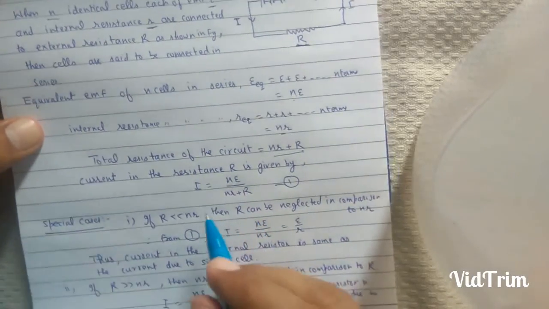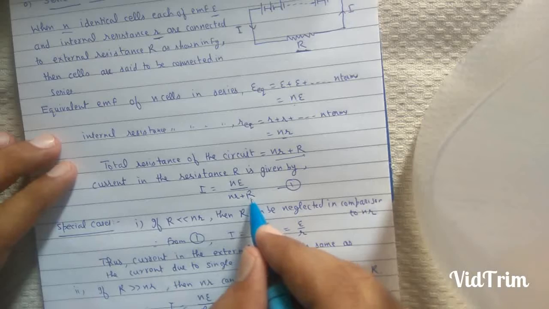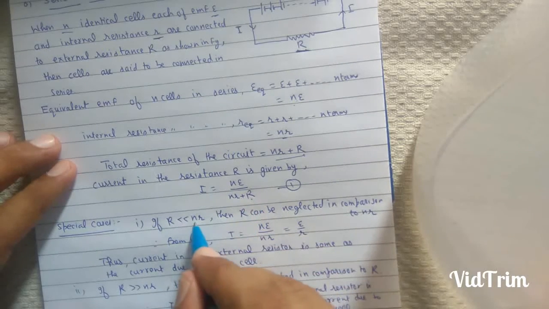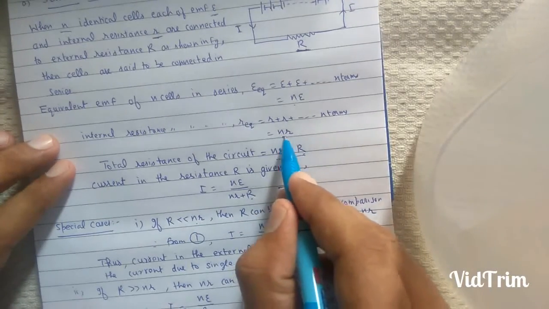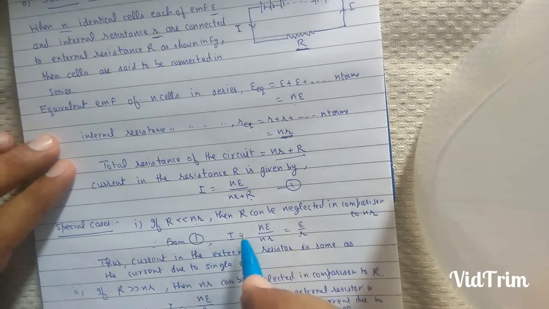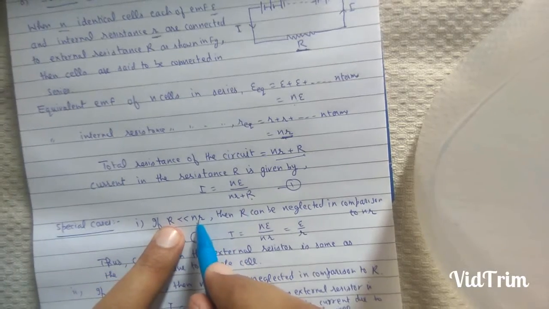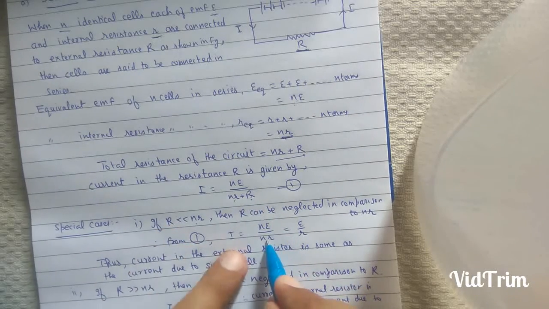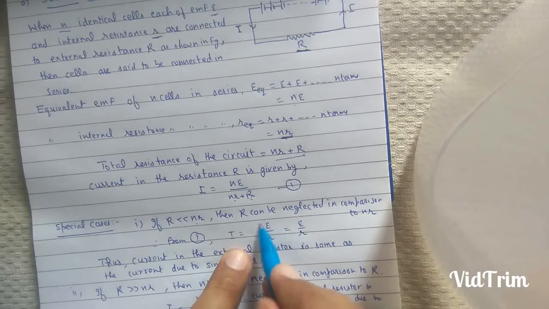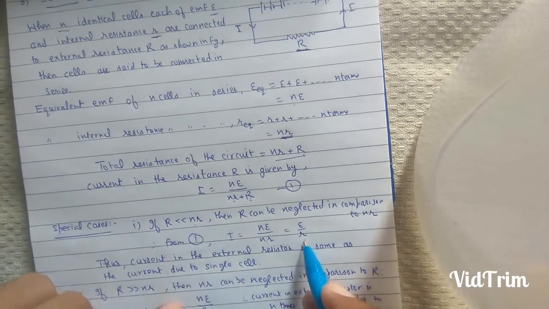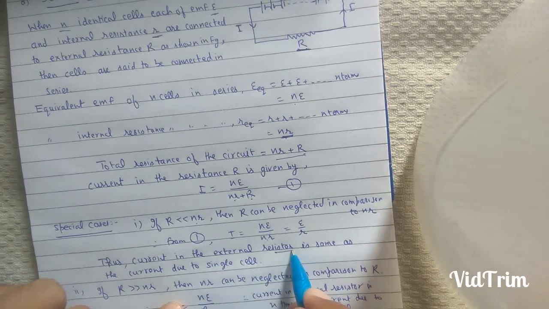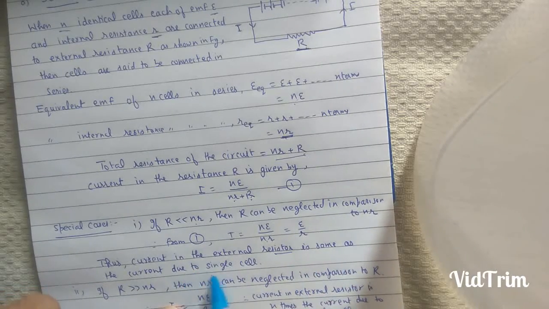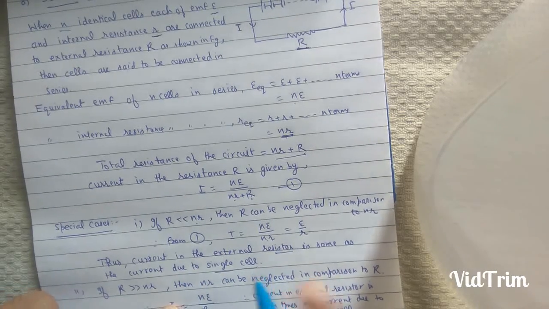Now the special cases. If the external resistance R is very small in comparison to the total internal resistance of all the identical cells, that is R is very much less than nr, then R can be neglected in comparison to nr. Therefore nr plus R will be equal to nr. Therefore I is equal to nE upon nr. n cancels n. This is equal to E upon r.